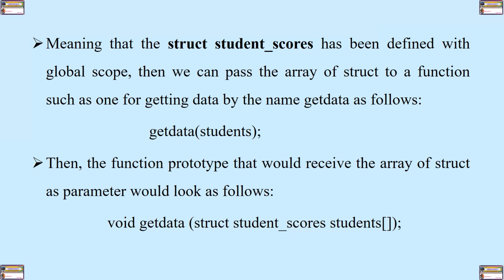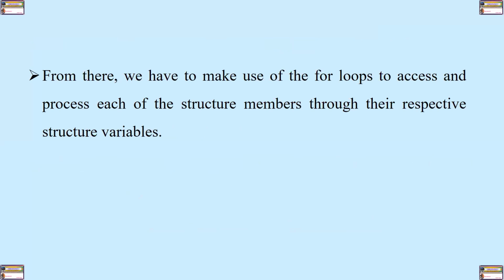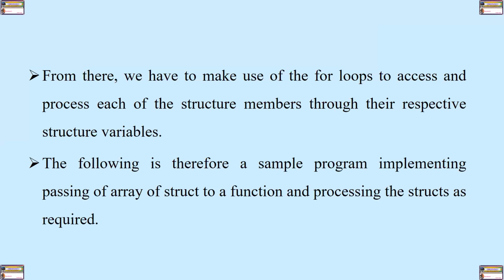So this function called get data does not return anything. That's why it is void. But it is receiving one parameter which is of type array of struct called students, and its data type is struct student scores. From there, we have to make use of for loops to access and process each of the structure members through their respective structure variables.